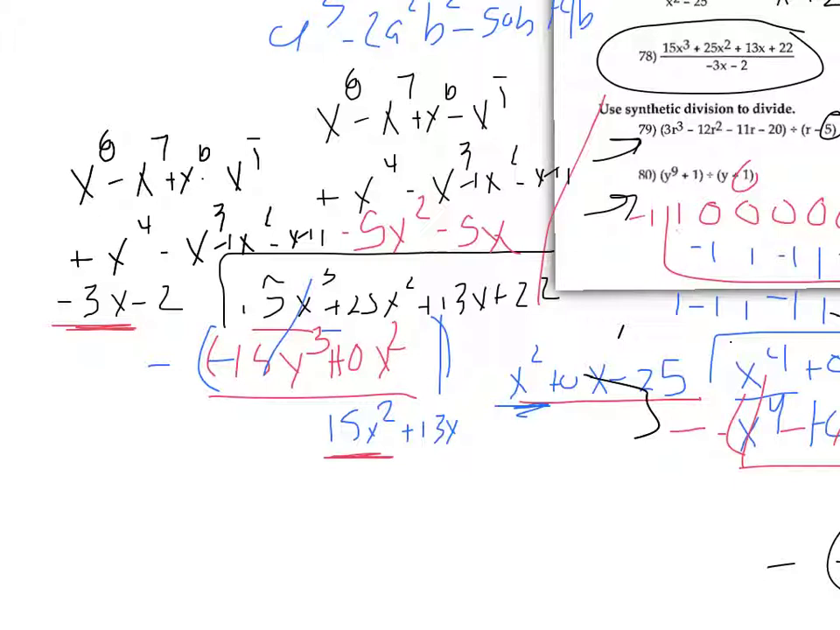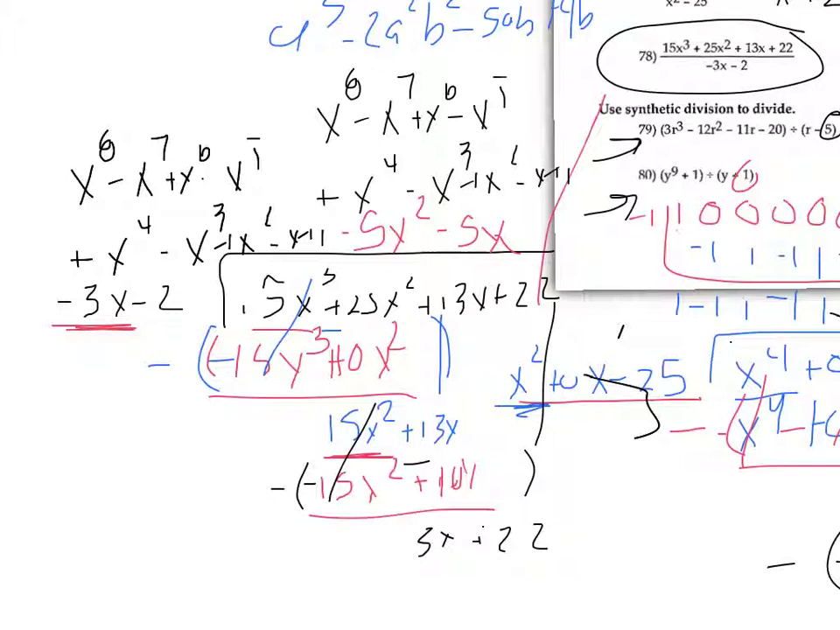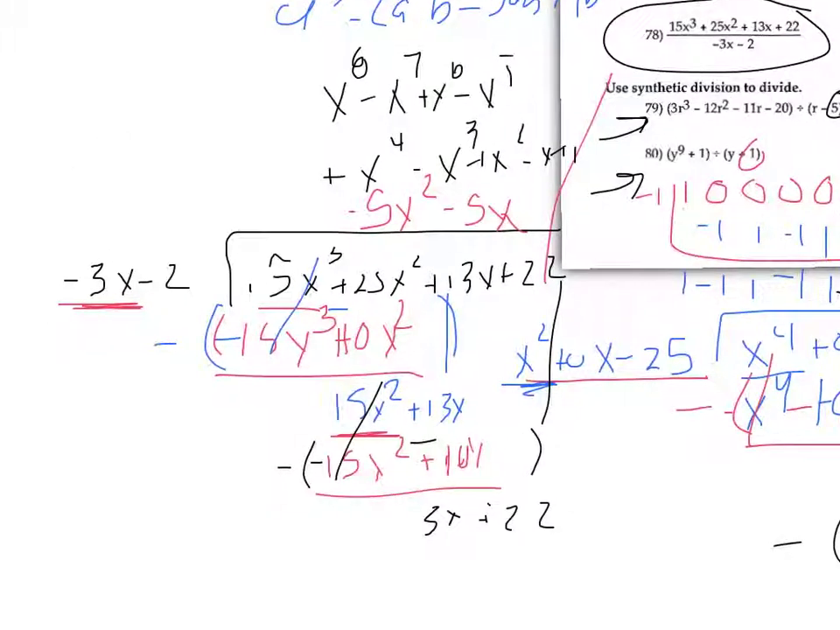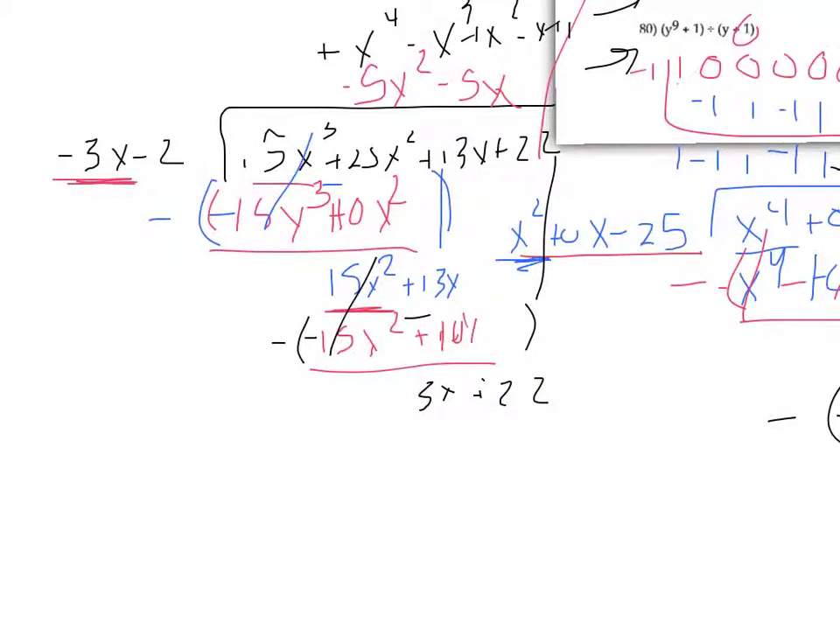Negative 5x times negative 3x is 15x squared. Negative 5x times negative 2 is a positive 10x. So it's a 10x. Now we're going to do our subtraction, making that negative. These cancel. 13x minus 10x is 3x. Bring down the 22. Now, at our last layer here, we're going to divide 3x by negative 3x. That's going to give us negative 1.